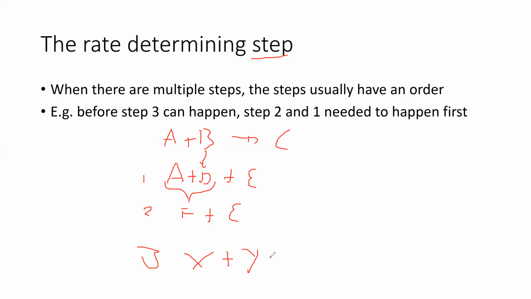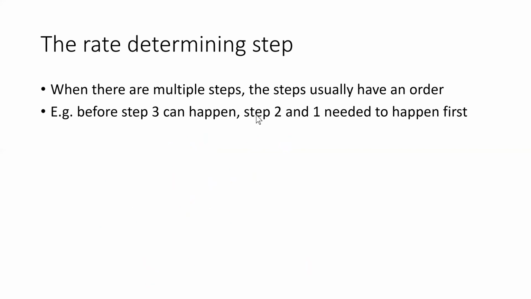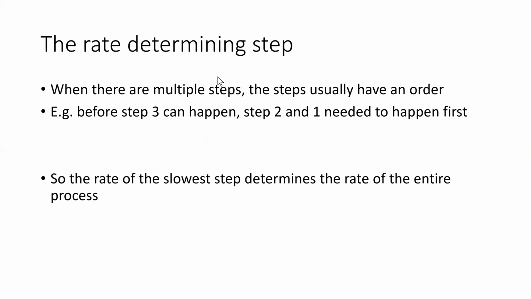If I have these intermediate stages, they happen in an order, meaning that first it's number one, and then number two, and then number three. It's not 3, 2, 1. It has to happen in this order. So what does that mean for us? It means that if one of the steps is slow, then that step determines the rate of reaction of the entire process. It's a bit like, have you guys ever watched the TV show The Weakest Link?